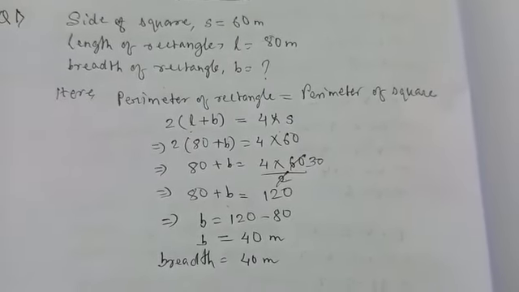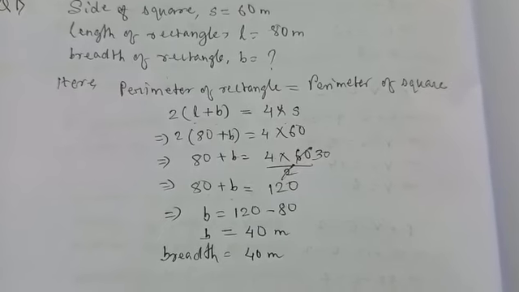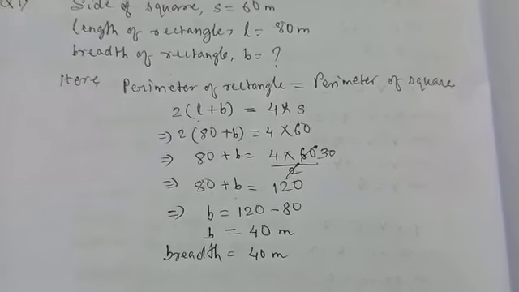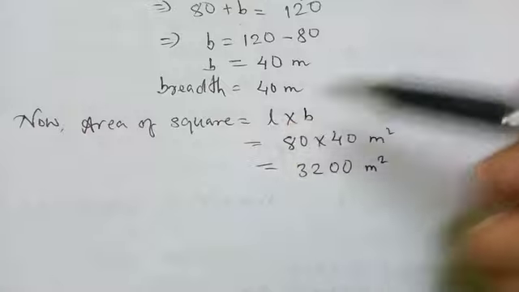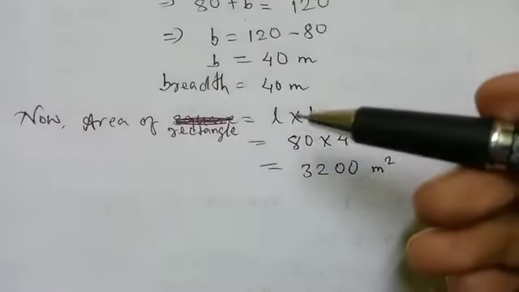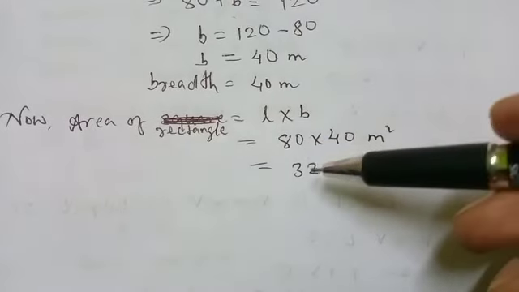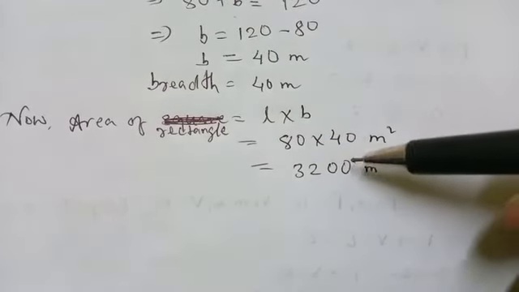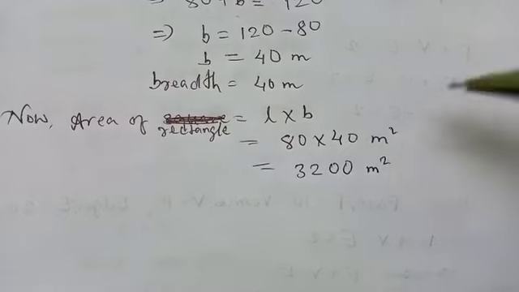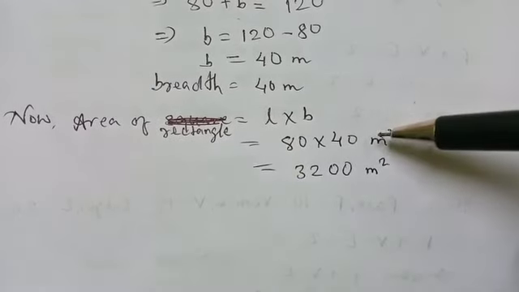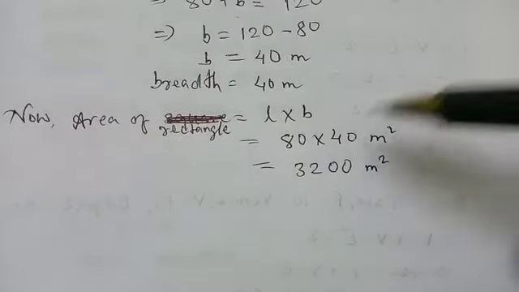Now we'll find the area of the square and the area of the rectangle separately. Area of rectangle equal to length into breadth. So length is 80, breadth is 40, so it is 3200 meter square. When we find the area, the units will be in square, so it is meter square.